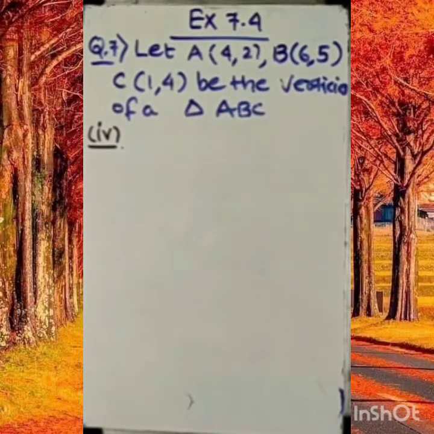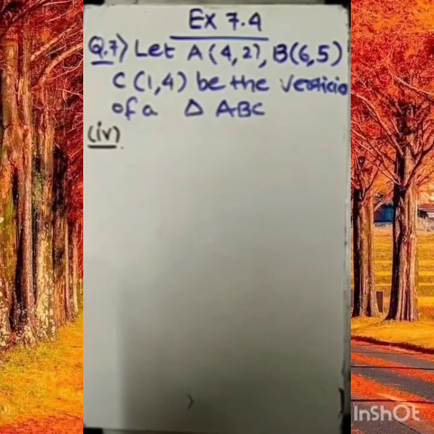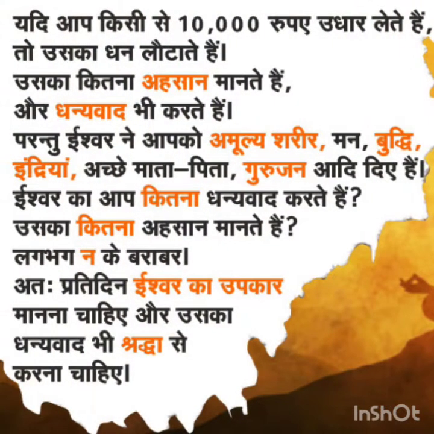Okay. So here we are given the fourth question. What do you observe? The point which is common to all three medians is called the centroid, and this point divides each median in the ratio 2:1. That is also given in a note. So let's note down what we observe.